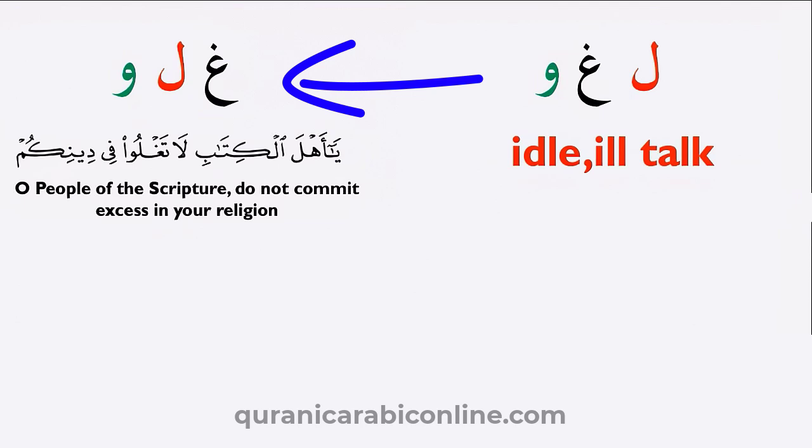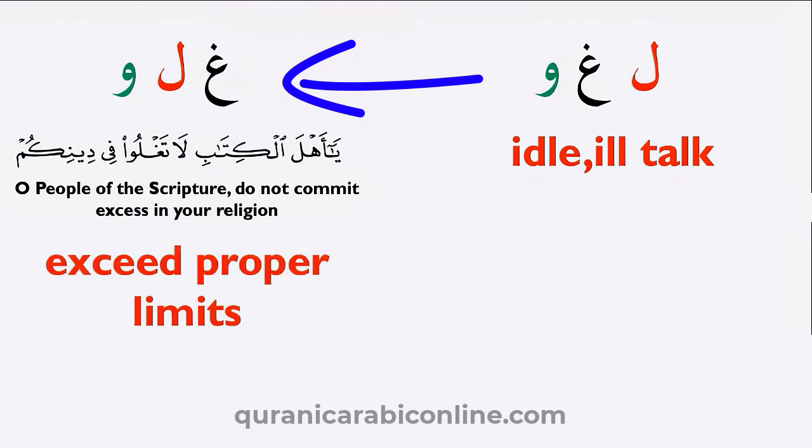And here the excess is by calling Isa more than a prophet, by calling him God. So that's an excess. So from this three-letter root, we get the word to exceed proper limits. Al-laghu, or idle talk, is to exceed proper limits. It's to talk too much, or to talk something that has no benefit. So we see how this three-letter root was used in the Quran, and it wasn't used for language. Because when we call a language lugha, there is the added meaning of it being useless, or an excessive language that's not needed. So Allah didn't use this three-letter root.